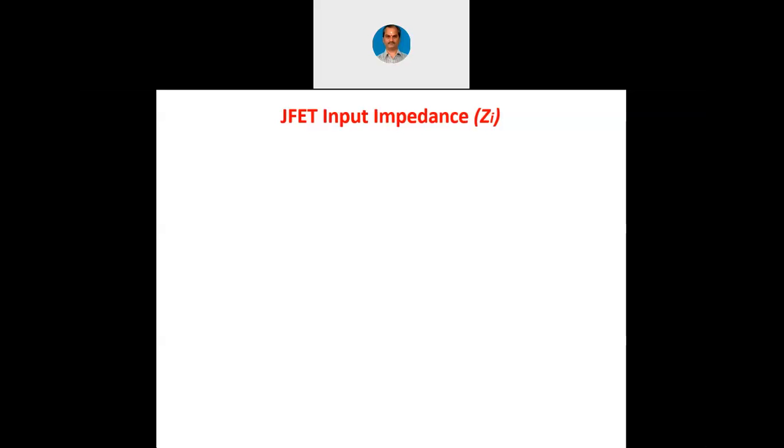But in JFET, as we have a reverse biased PN junction, and as the current which is flowing is only due to the minority carriers, the input impedance of the JFET is going to be much larger than the BJT. Now that is the very first advantage of using JFETs as well as MOSFETs, which are field effect devices.